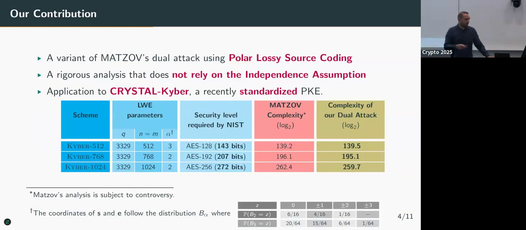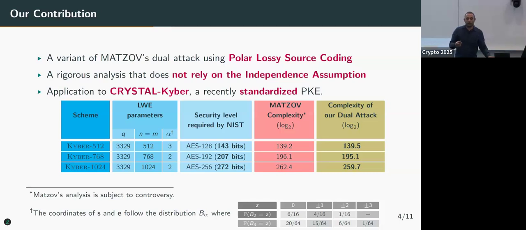So our contributions in our paper are multiple. First, we propose a variant of Matzov's dual attacks based on coding theory, in particular on lossy source coding, and in particular on polar codes, which are particularly efficient for lossy source coding. We also propose a rigorous analysis of our algorithm that does not rely on the independence assumption, using the same approach that I mentioned before.